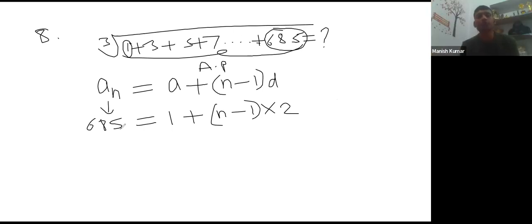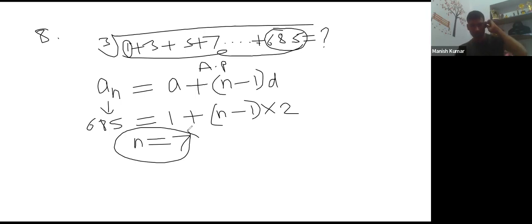7. Nimisha, Naman, have you solved? How can it be 7? Samarth, if I write 7 in place of n, then what is the value of n minus 1? 6. 6 into 2 will be 12. 12 plus 1 will be 13. So on the right side we are getting 13, and on the left side it is 685. They should be equal on either side.